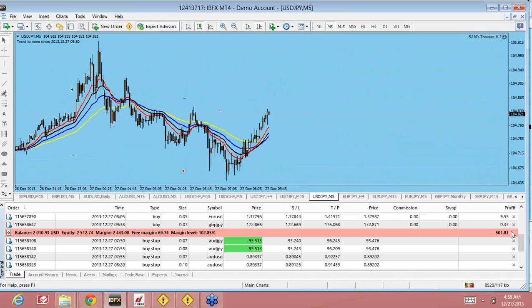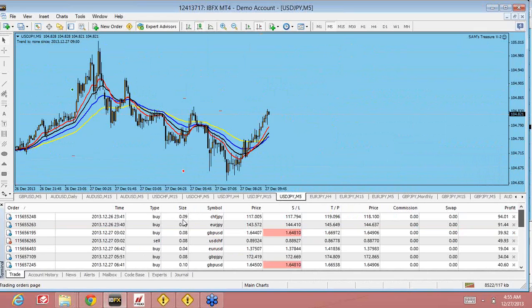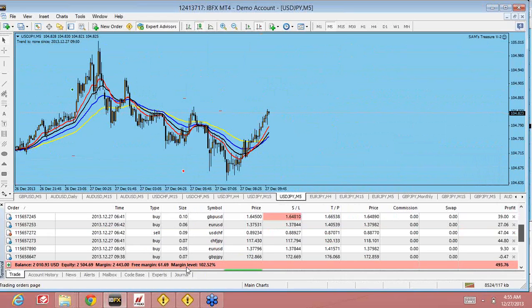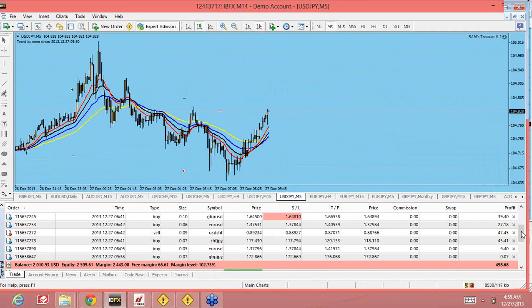And how many open orders? You see, all of these are open orders. It's 0.09, 0.09, 0.08 lot, 0.08, 0.04, this is 0.1. These are all micro lots, because the balance is small, only $2,000. So it is placing micro lots. Okay, I still have free margin, very little, 67. Even if it opens more orders and everything has to close, I will close with this 500 profit. Not bad in one day with a $2,000 account.